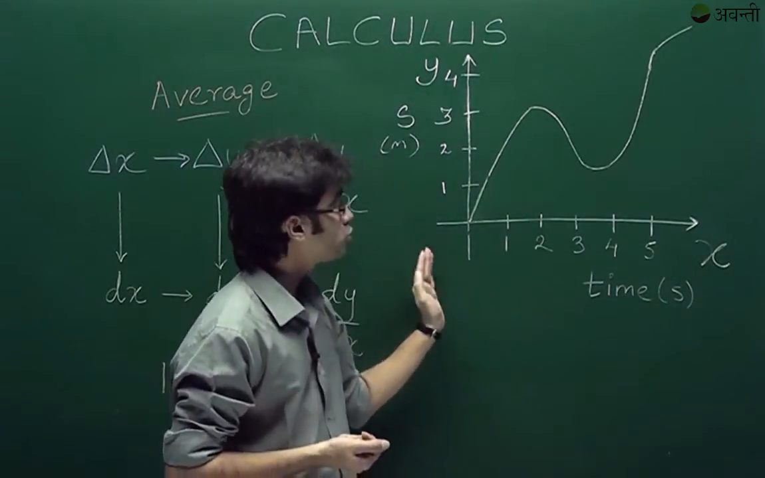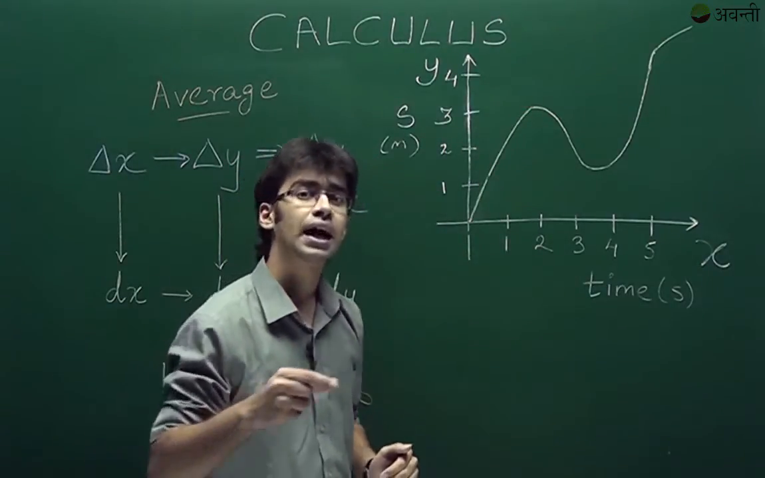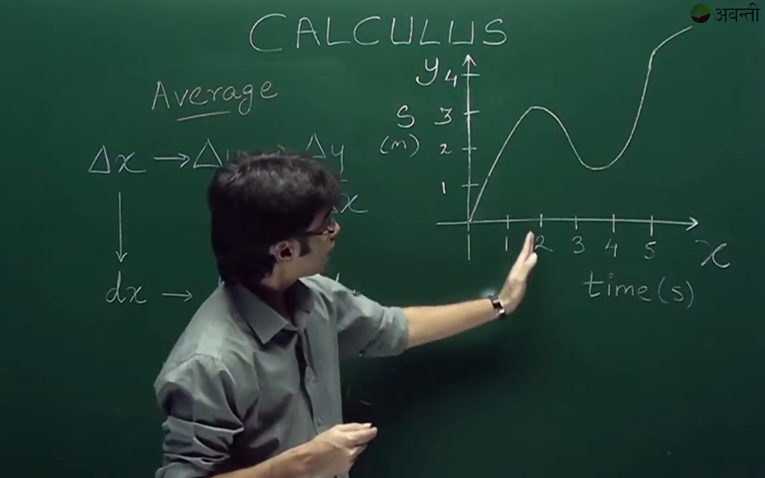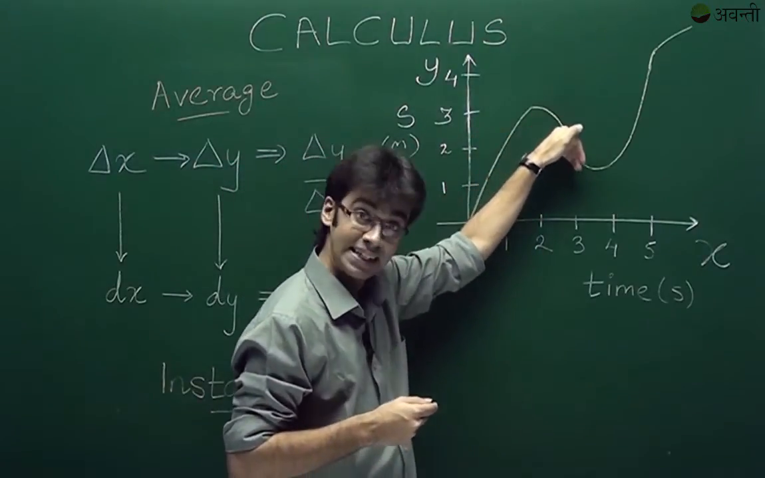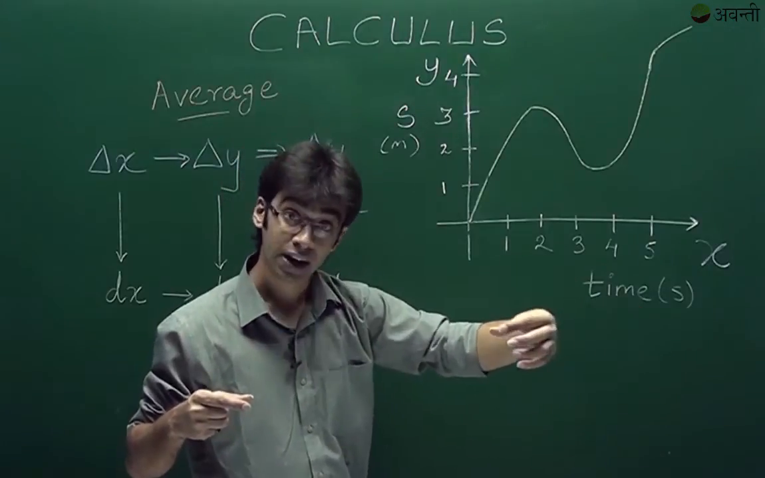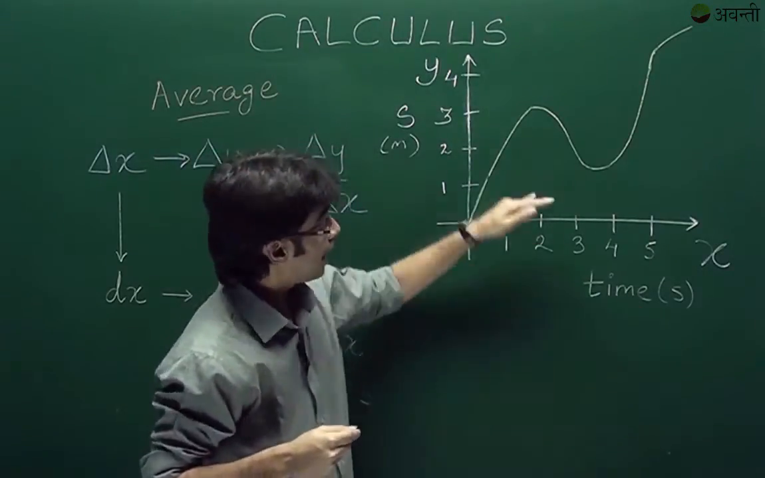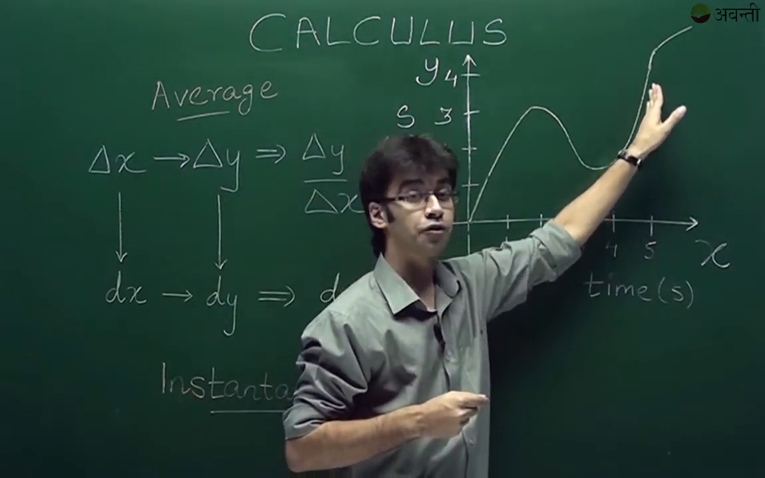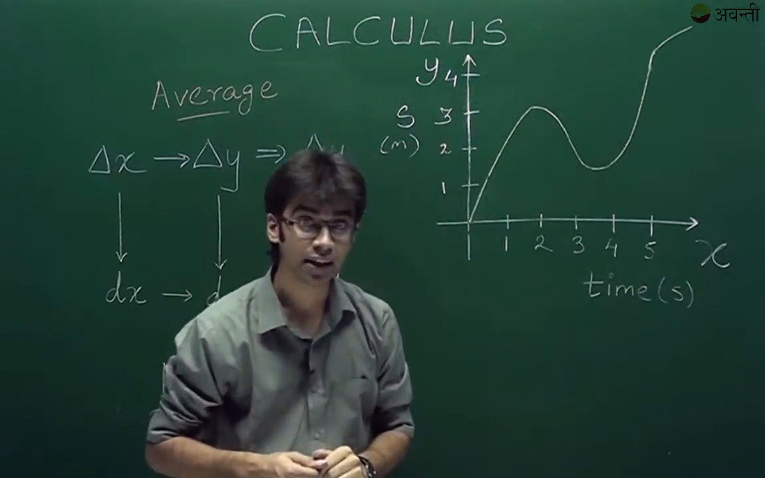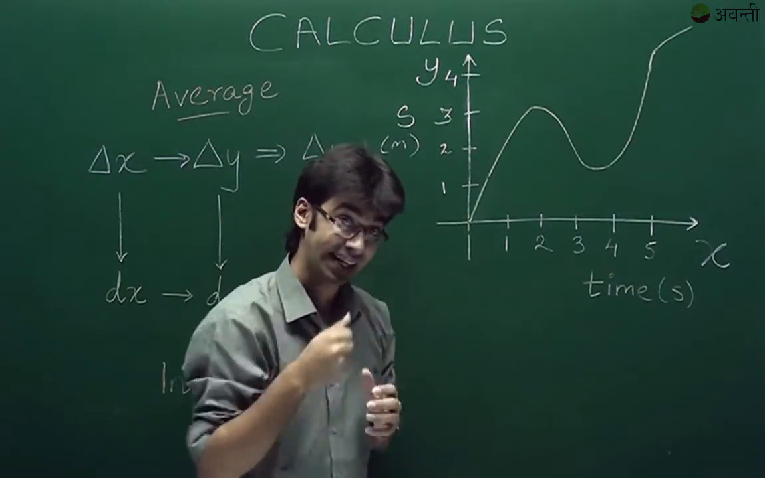Initially, for the first 2 seconds, the displacement is increasing, which means the child is pushing the car forward. But after 2 seconds, the displacement starts decreasing, which can only mean that the car is now coming back towards the initial point, which means the child is pulling it backward. And then again, after a particular point of time, the displacement starts increasing. So the child first took it forward, backward, and then forward again.